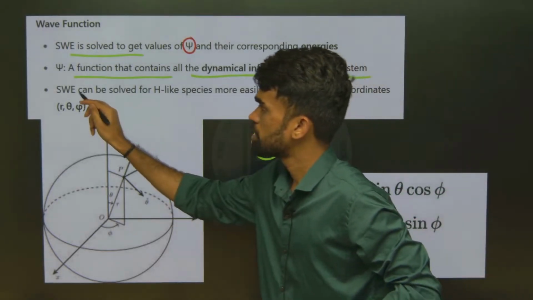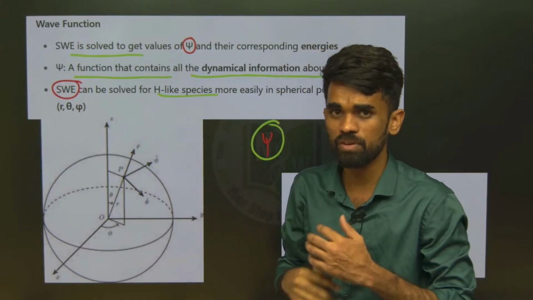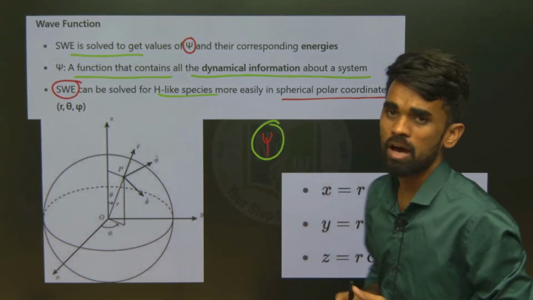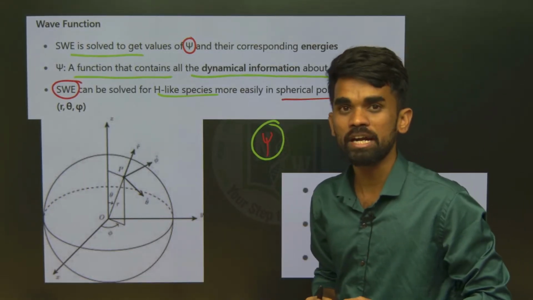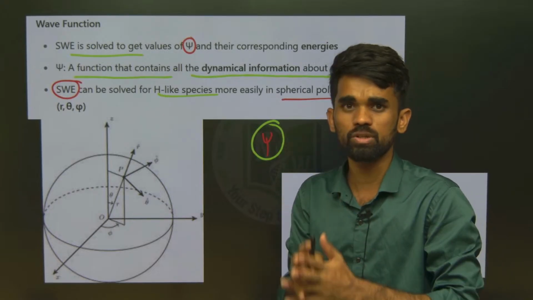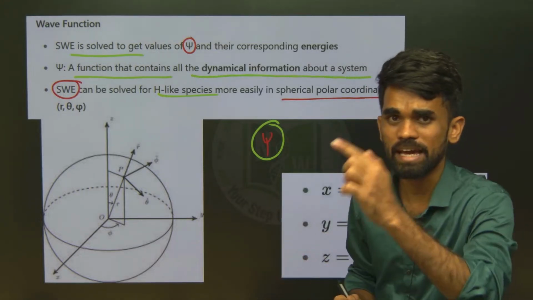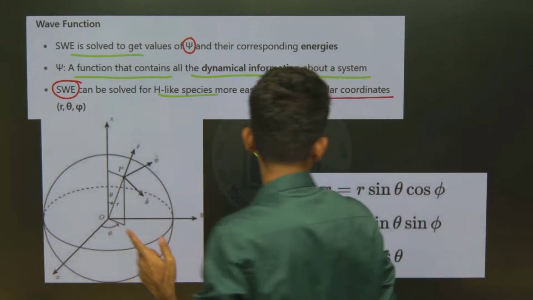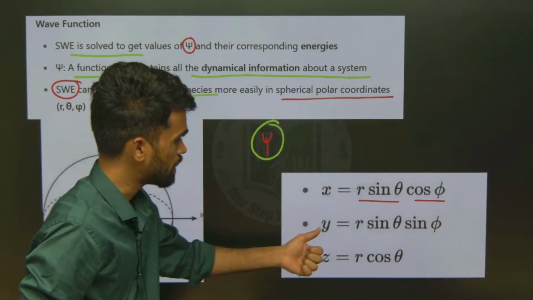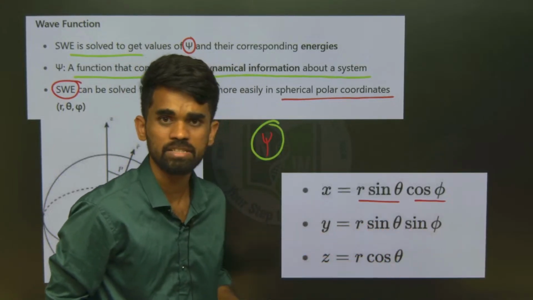Now this Schrodinger wave equation can be solved for hydrogen like species. To solve for hydrogen like species, we need to use spherical polar coordinates. Normally we know Cartesian coordinates, where we take x, y, z axes. Similar to that, here we will be using spherical coordinates. In these, x is r sin theta cos phi, y is r sin theta sin phi, and z is r cos theta.